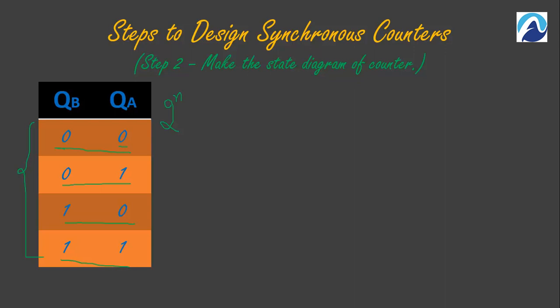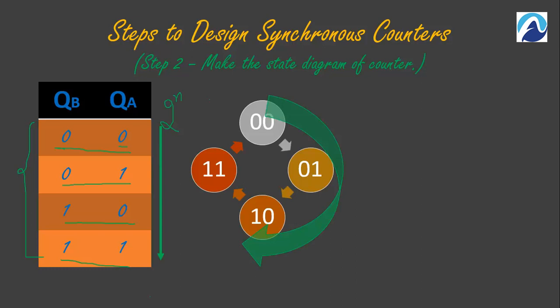A counter can count in the upward direction. What is an up counter? After 0 it will display 1, after 1 it will display 2, after 2 it will display 3. So how can we make a state diagram? This is the 0, 0 state. After 0, 0 it goes to 0, 1. After 0, 1, in the next clock it goes to 1, 0. In the next clock it goes to 1, 1. And in the fourth clock it comes back to the 0, 0 initial state. So you can see it counts in a clockwise direction, you can say.